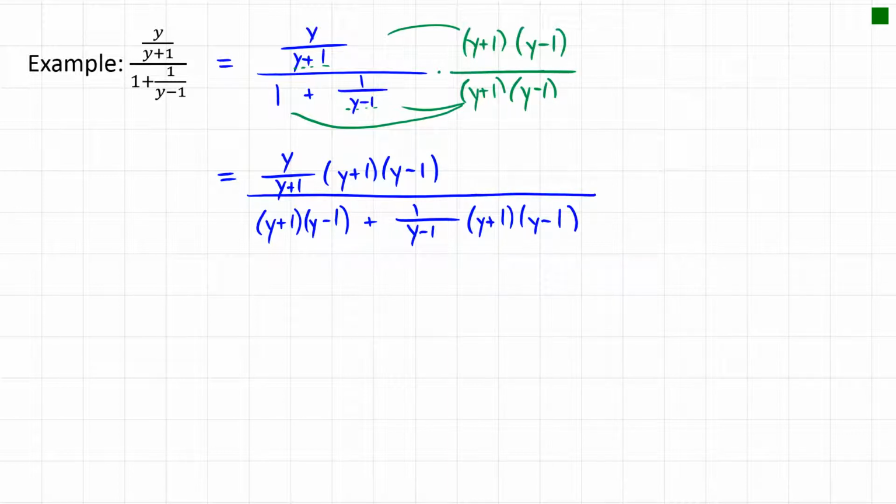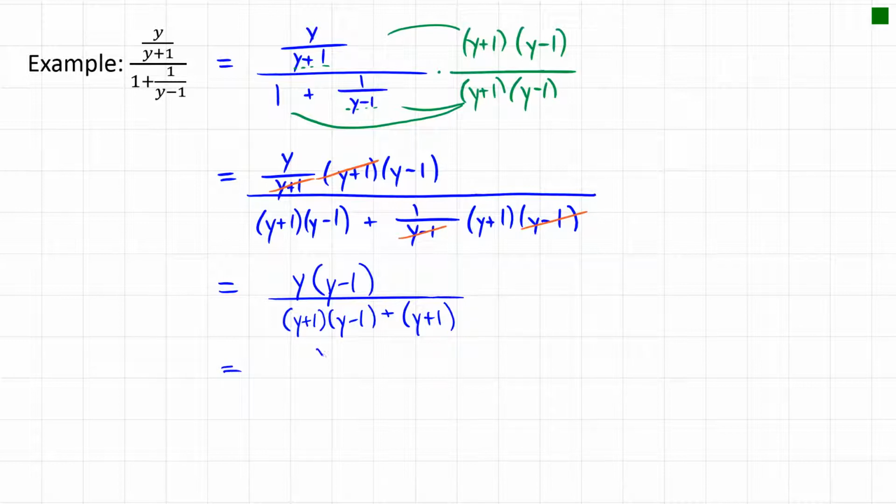You're probably seeing the cancellation that's happening as I'm writing this out. When you start to get comfortable with these types of questions, you'll be able to start doing the canceling in the intermediate steps. It's just that I don't recommend it until you're really comfortable with the mathematics and you've done some examples showing all your steps, because it's really easy to make mistakes in these problems. So in the numerator, I have y times y minus 1. In the denominator, I have y plus 1 times y minus 1 plus y plus 1.